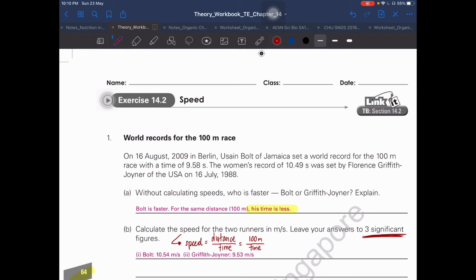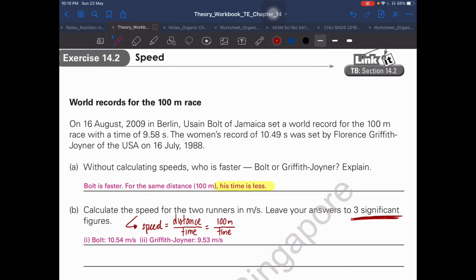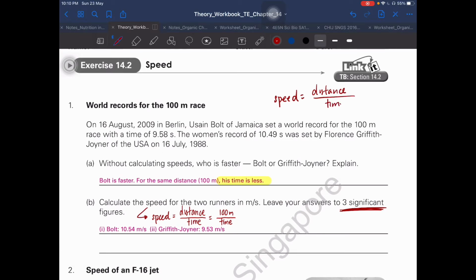Now in 14.2, we're talking about this concept of speed. In this concept of speed, it's important to take note of the formula: speed is equivalent to distance divided by time, right? I think this is not something that's new to us, but of course, do take note that when you're calculating speed, it's important to avoid any form of careless mistakes by looking out for what is the unit that's being asked over here.